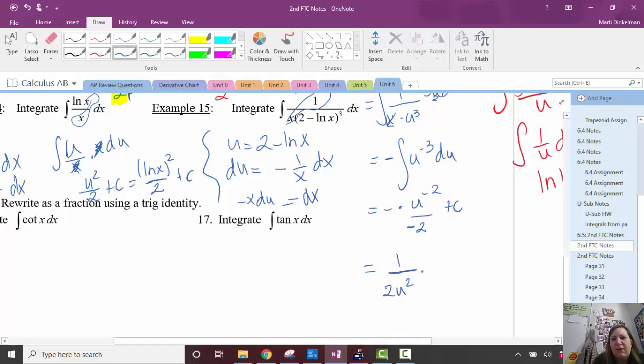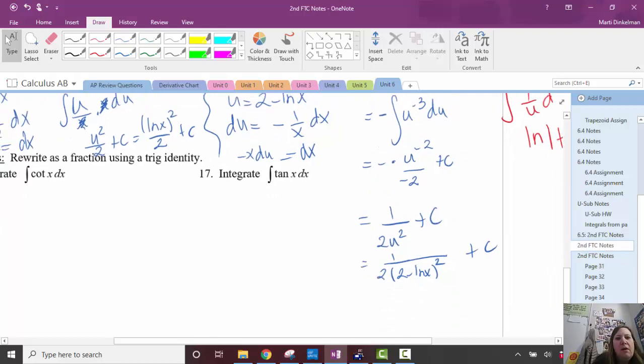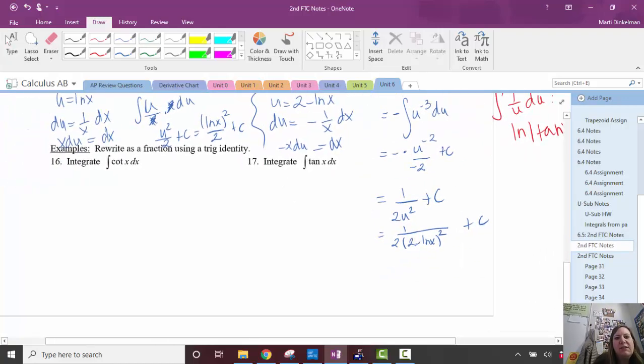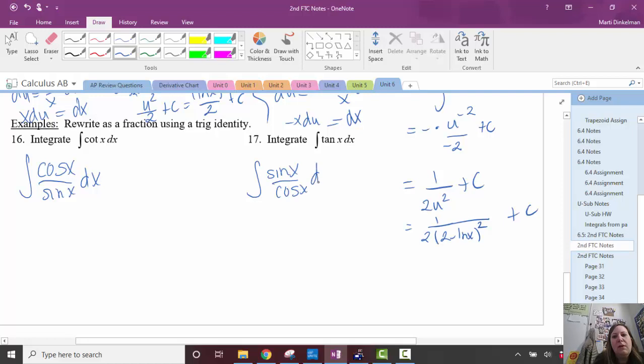All right, so then 16, 17, we see these a lot actually in Calc 2 class. We're going to write cosine or cotangent as cosine over sine. And then we're going to write tangent as sine over cosine. And we could do u sub. I'm going to kind of cheat a little bit, but if you want to try u sub and make sure you get the same thing as me, you're welcome to do that. So u is going to equal the denominator. But I'm going to say, again, the derivative of the bottom is in the top. So then I know that the answer is natural log of the bottom.